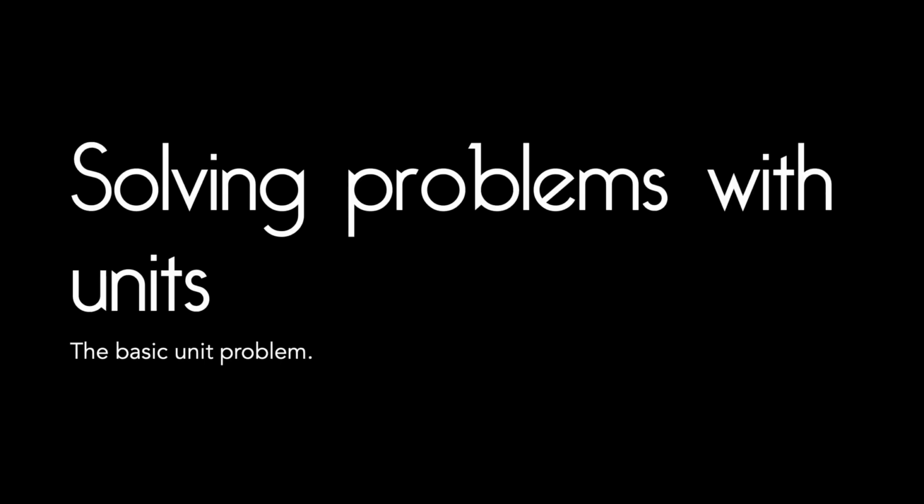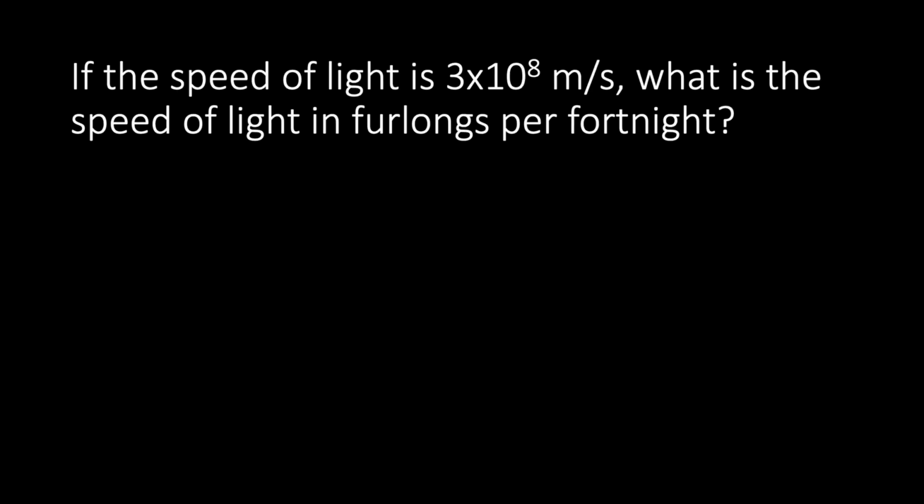Let's solve some problems with units first by solving a basic unit problem. If the speed of light is 3 times 10 to the 8 meters per second, what is the speed of light in furlongs per fortnight? Okay, let's get started converting meters per second to furlongs per fortnight. So we really want to think of this as 2 things. We need to convert the meters into furlongs and the seconds into fortnights.